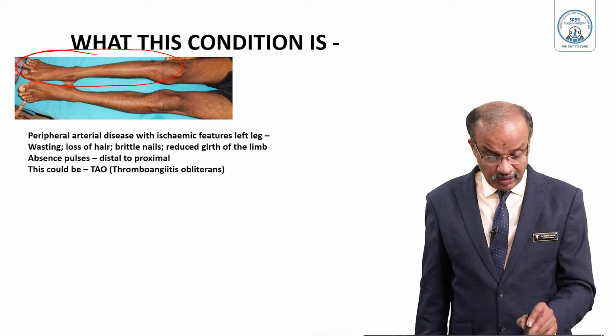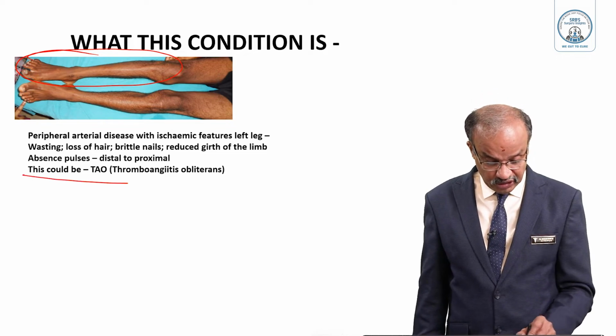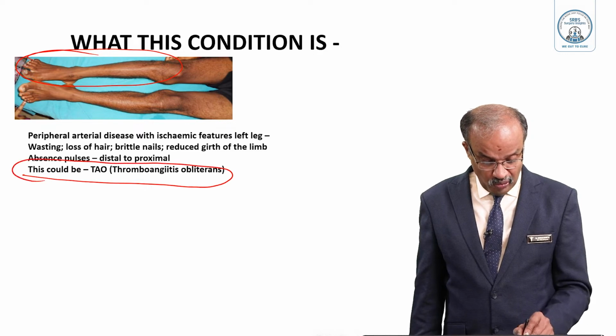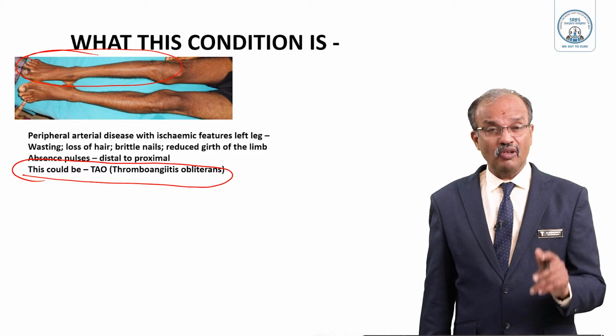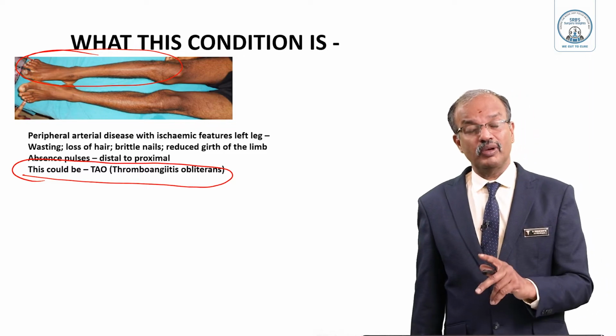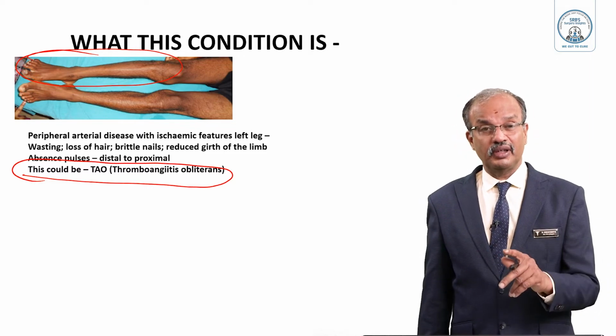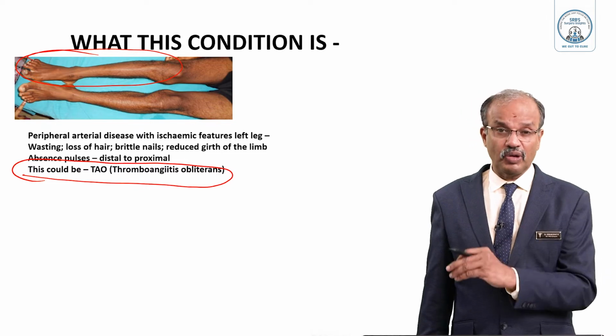Now this is a young patient, look at that young patient. So most likely this is TAO, thromboangiitis obliterans, which occurs mostly in smokers, mostly in males, common in the lower limb, eventually may occur in the upper limb. One side first, then later the other side. Smoking causes all those problems.